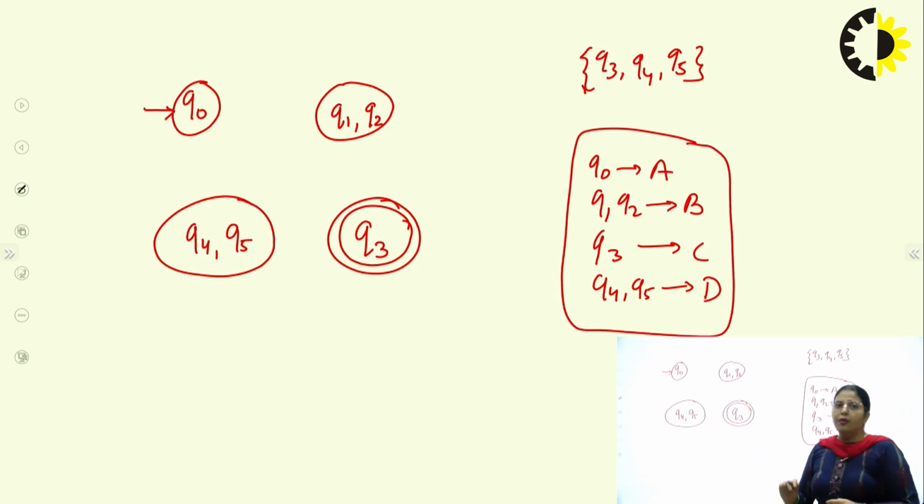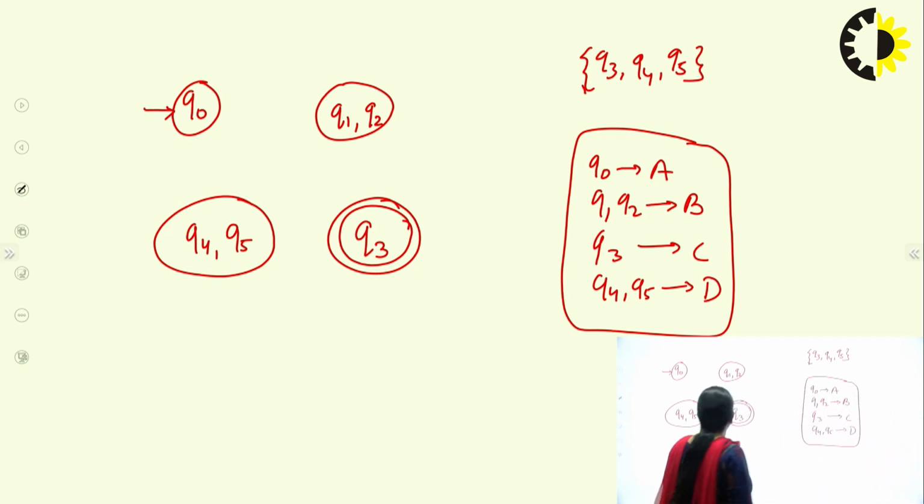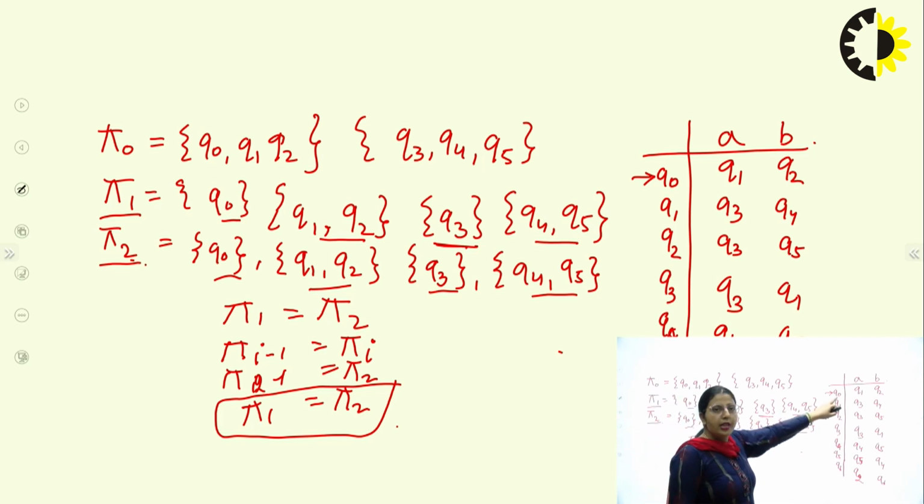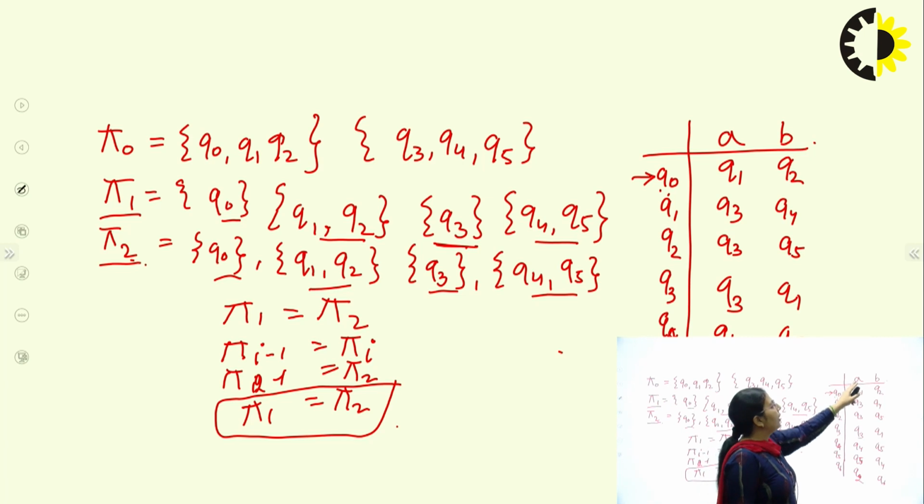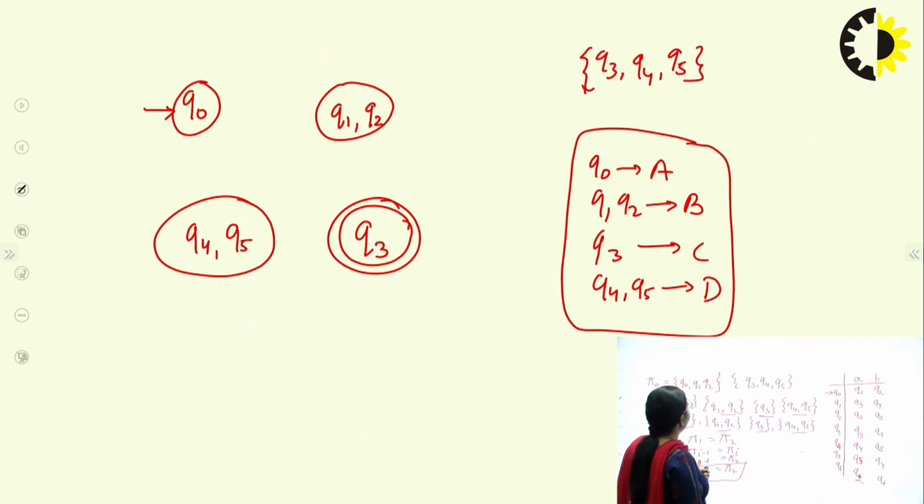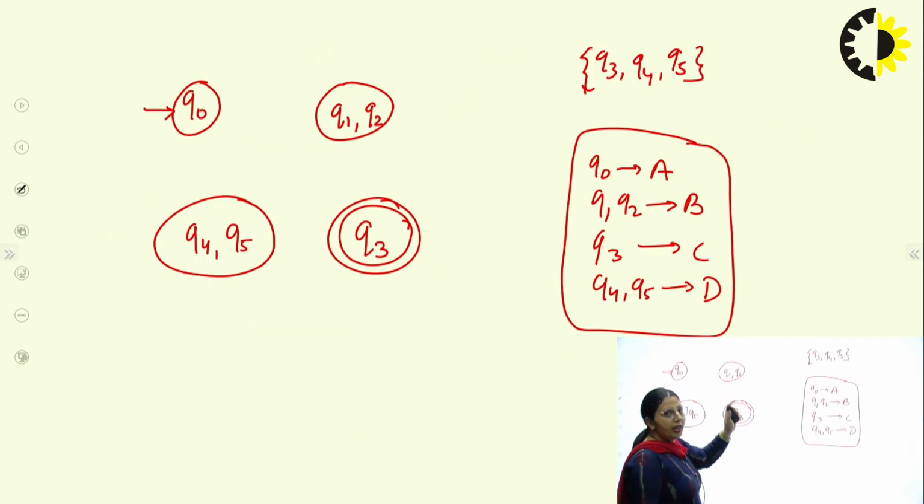Right, now we have to show the transitions. From state Q0, that was the initial state, on input A it goes to Q1. Now, Q1 is in which state? In this state.